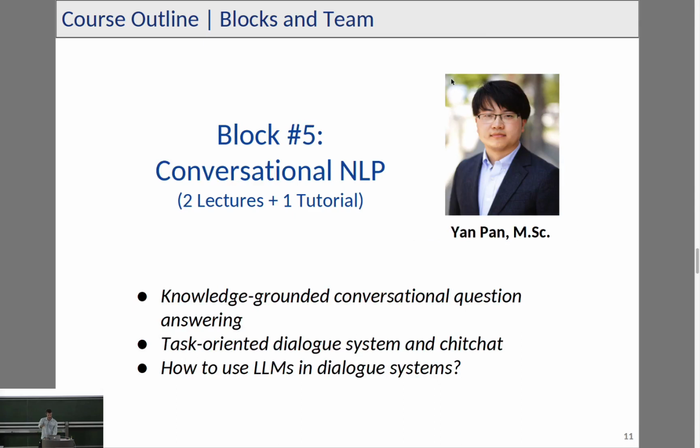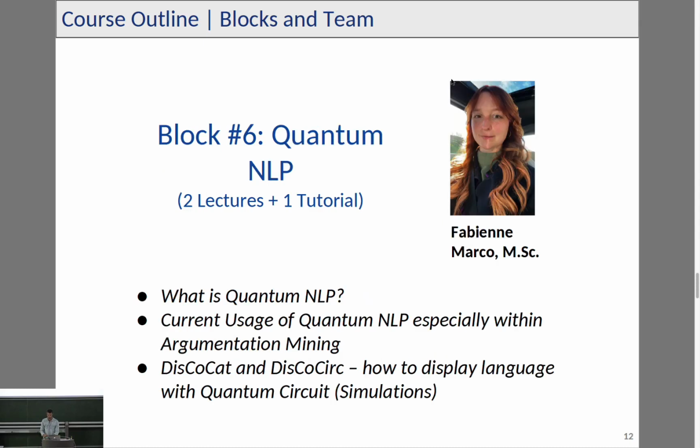Block number 5, Panyan, will be focused on conversational NLP. So in this case, we move from summarization to what happens when there is a context that needs to be kept across many iterations, which is usually how a conversation works. And final block, it goes a bit more exotic in terms of focus. We will have quantum NLP, will be done by Fabienne, who's not in the room today. And we'll focus on the topic of quantum NLP. And I'll be honest, I'm not the biggest expert on this topic, but I'm sure she is.